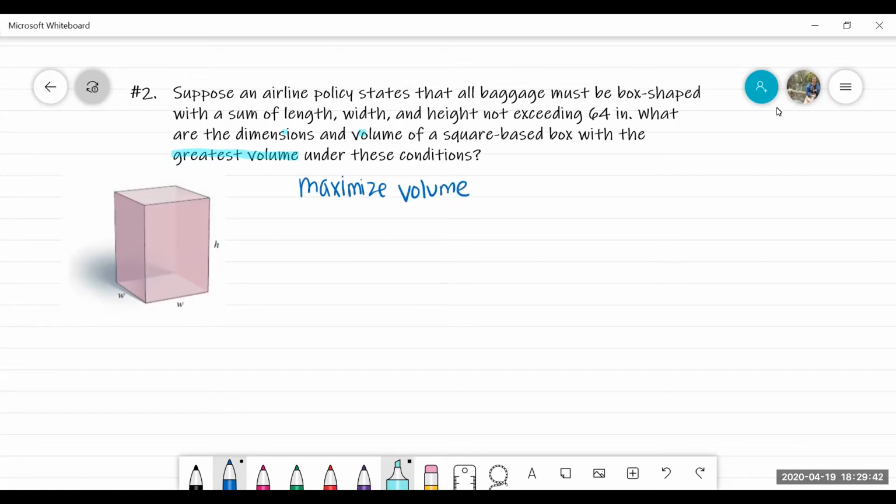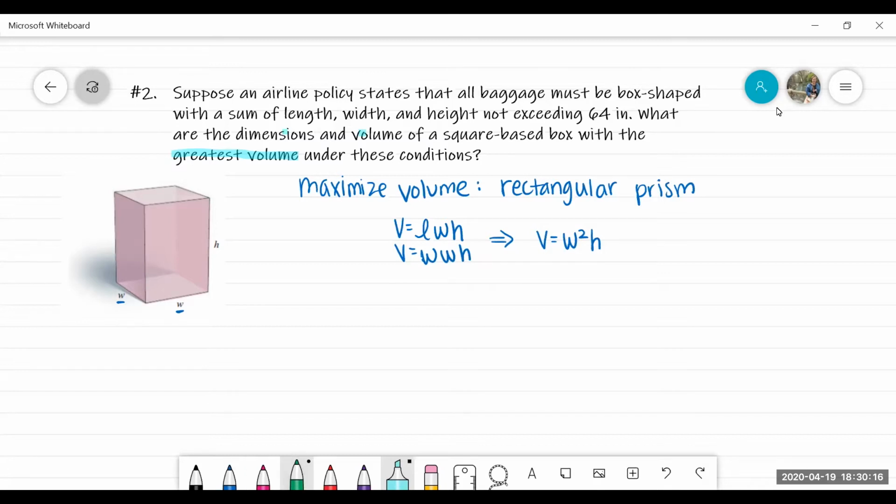This falls under, as far as geometry is concerned, a rectangular prism. And the volume for this in general is V is length times width times height. But you'll notice because the length and the width are actually the same, we can get away with width times height just based on the given info. So we're going to end up using V is W squared H. Okay, this is going to be our objective function.